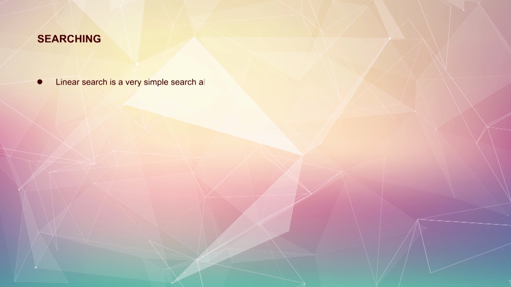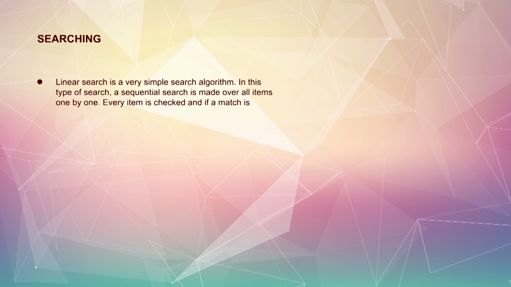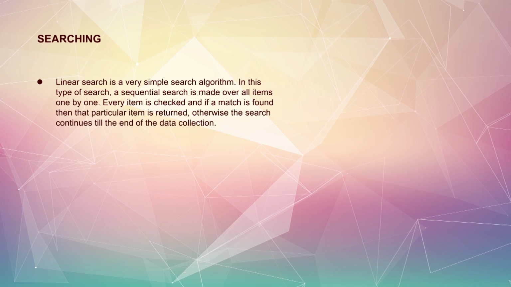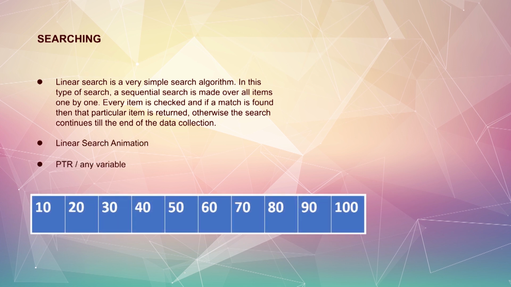By the example, we can understand how we perform the linear search. Linear search is a very simple search algorithm. In this type of search, a sequential search is made over all items. One by one, every item is checked, and if a match is found, then that particular item is returned. Otherwise, the search continues till the end of the data collection.